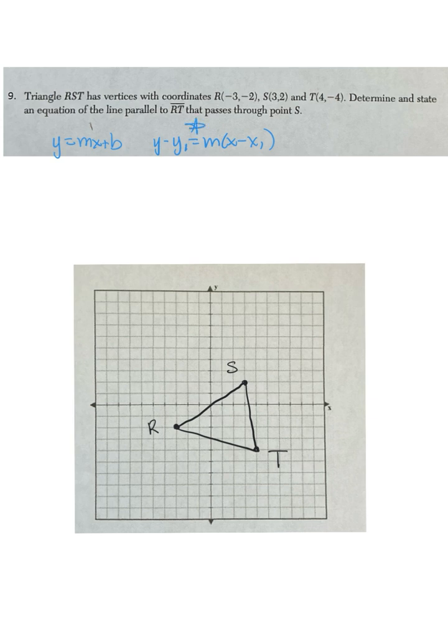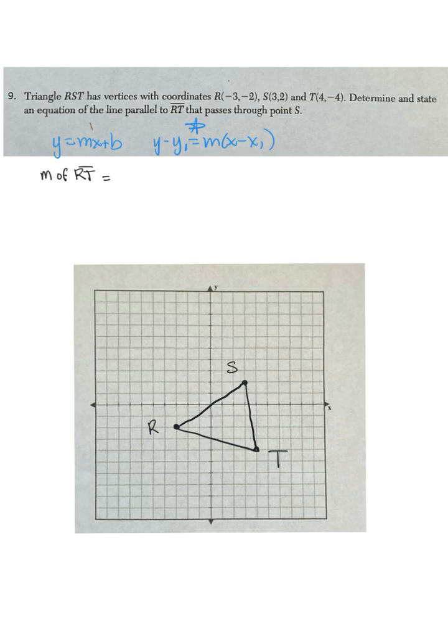Okay, let's talk about what it's really asking though. Let's see. So determine and state an equation of a line. Now here we go. It has to be parallel to RT. So RT, but it passes through point S. Okay, so like here's RT, so that line would have to be something like that. So remember what parallel lines have. They have the same slope, right? So what I'm going to do is I'm going to start by finding the slope of, what are we doing? RT, right? RT.